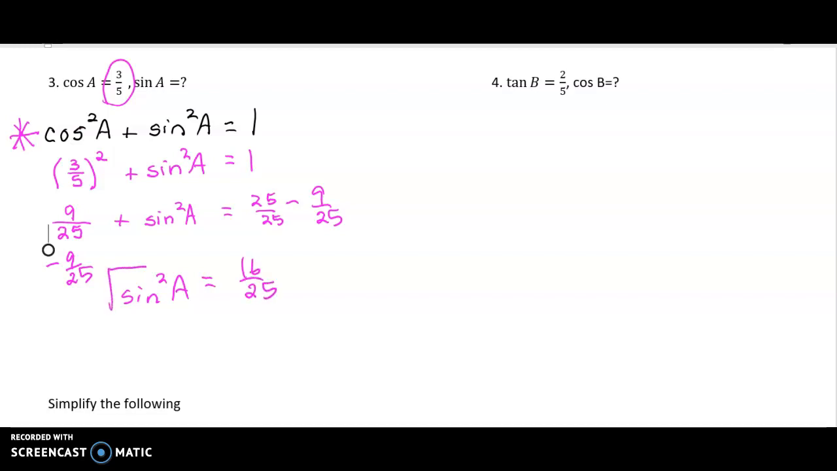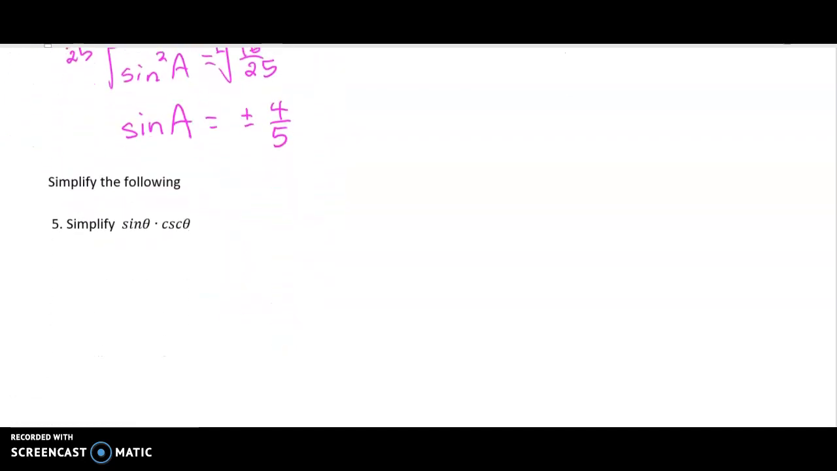We take the square root, and we always put plus minus in front of a square root sign. So we have sine A equals plus minus, square root of 16 is 4, square root of 25 is 5. All right, let's keep moving. There are 10 examples, so I'm going to try to get through most of them.